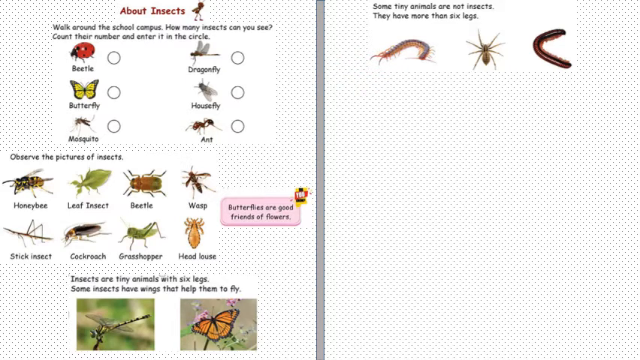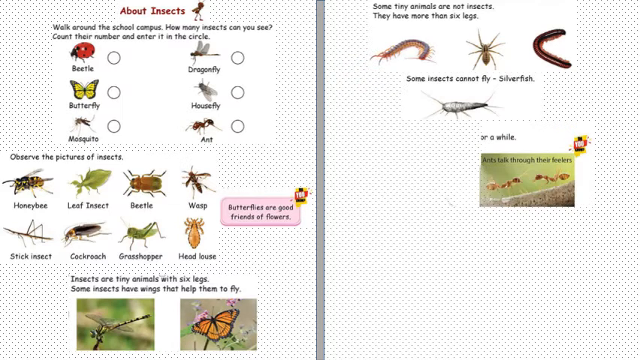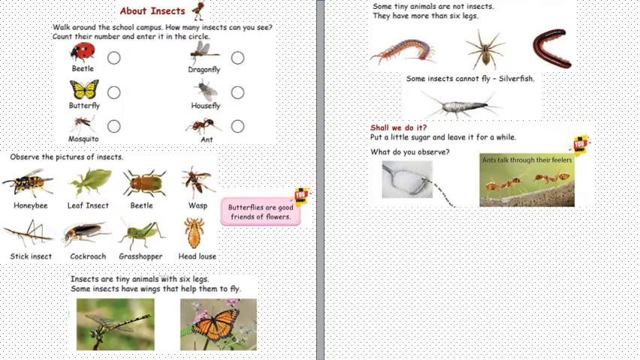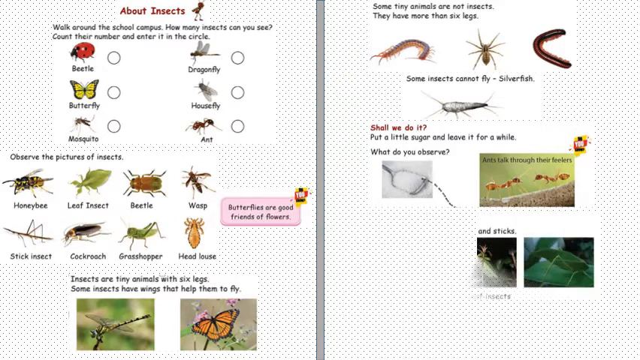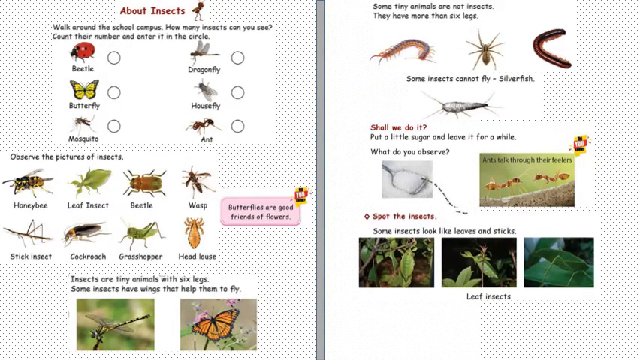Like here, if you can see, we have dragonfly and butterfly. But some animals, they are tiny but they are not insects. They have more than 6 legs. Like here, we have centipede, spider, millipede, and some insects cannot fly, like silverfish. Okay, now this is an activity, but we of course know, but you can do it and show it to your children. Like even if we leave some sweets, not only sugar, we leave some sweets on the table or in the kitchen, after some time we can see ants coming and eating it.